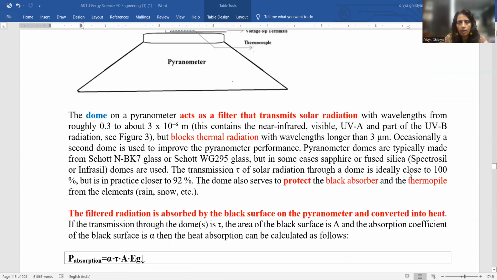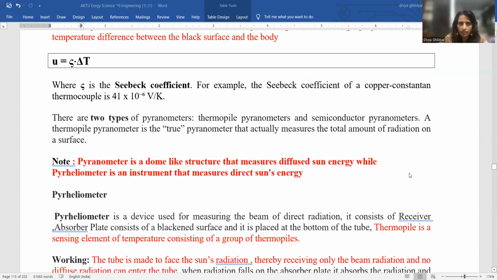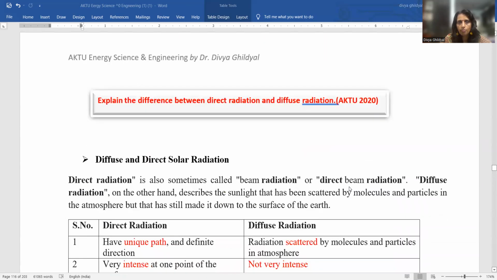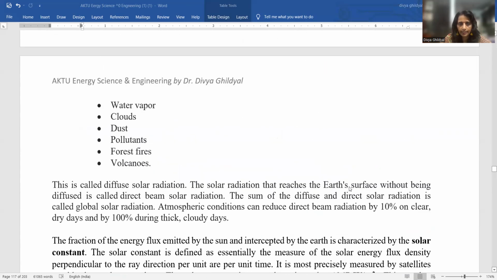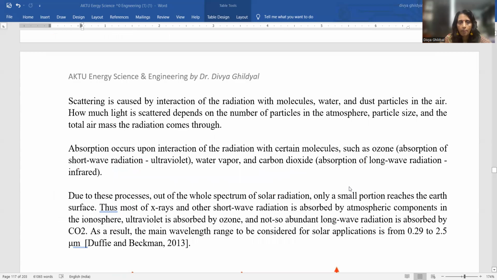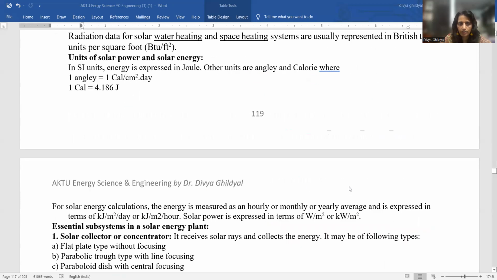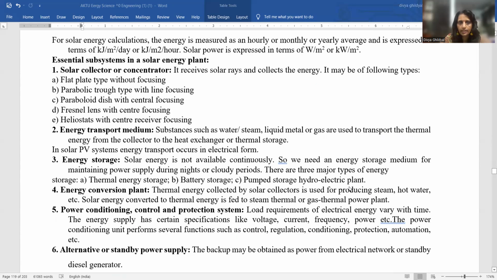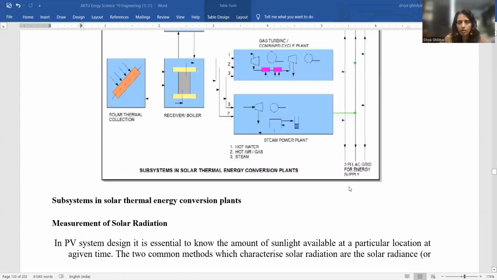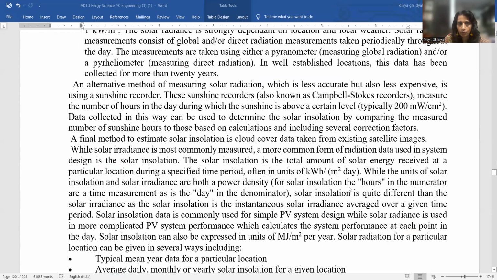Then I told you about direct and diffused radiation, how solar energy is measured, that is the pyrometer, pyranometer, and pyroheliometer. They are instruments that are used to measure the sunlight. Then I told you about diffused and direct radiations in detail, units, what are the essential important parts of a solar system setup which I have to do.